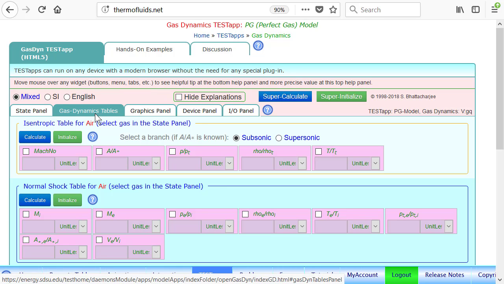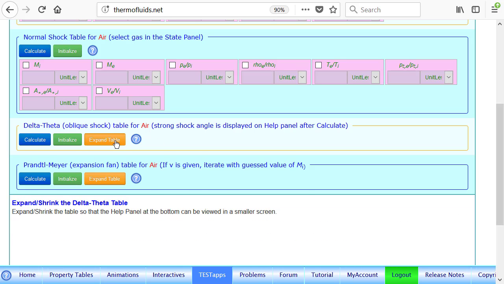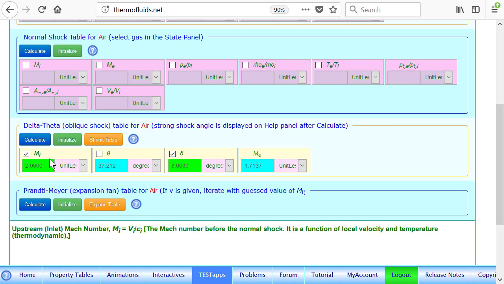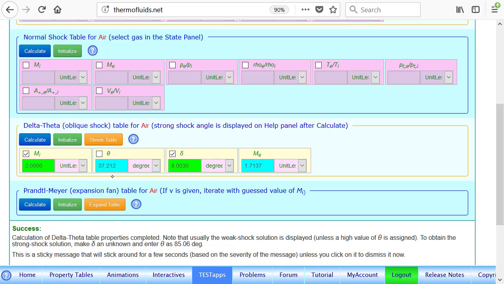we already are in the gas dynamics tables. So the delta theta table is right here. We expand the table, and I already put Mach number 2. If you calculate, and delta equals 8, then theta is found, as you can see, to be 37.2 degrees.